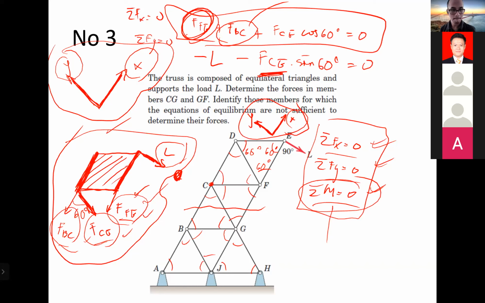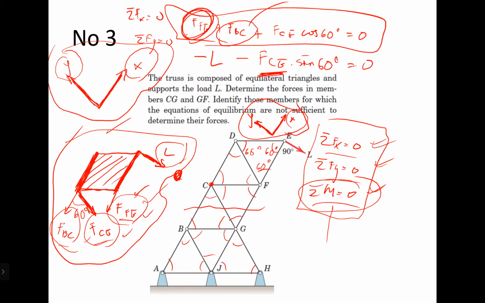I also have a question about the other thing. Yes, of course. Just for future reference, how do you draw the external forces for the pins at the bottom? I'm a bit confused. The A, J, and H. Identify those members for which the equations of equilibrium are not sufficient to determine their forces.